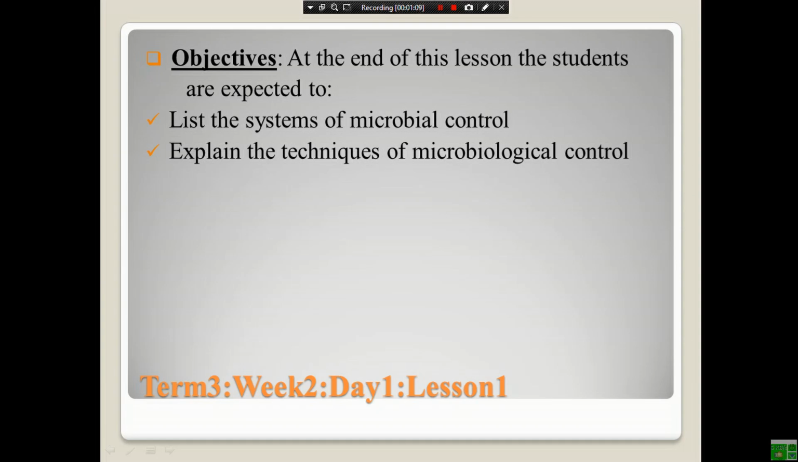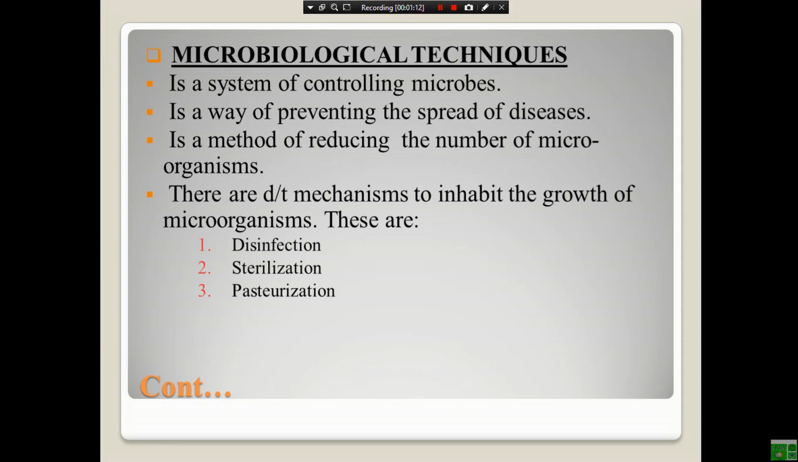The next part, one of the main cores of the topic, is microbiological technique. This technique is a system of controlling microorganisms, a way of preventing the spread of microbes that lead to disease, and also a method of reducing the number of microorganisms. There are different mechanisms or techniques used to inhibit the growth of microorganisms. The first one is disinfection, next sterilization, and finally pasteurization.